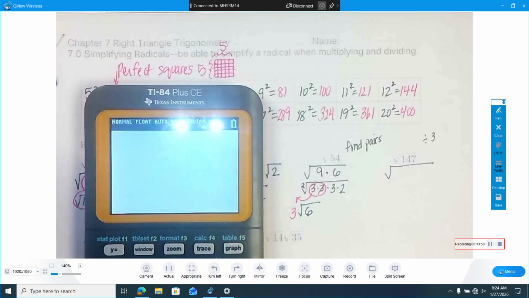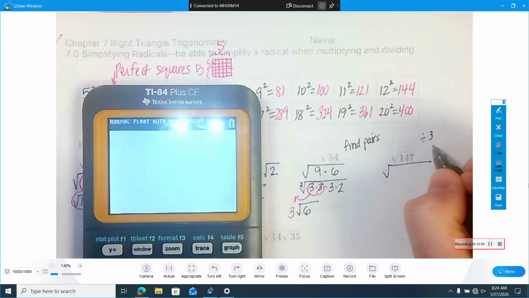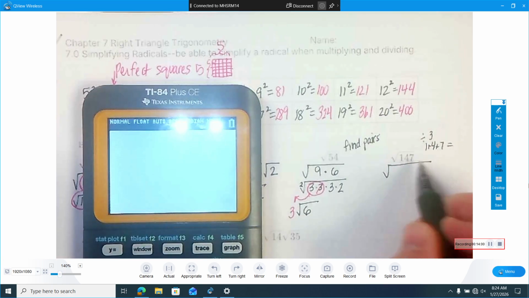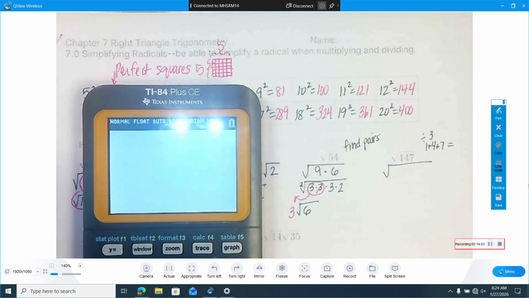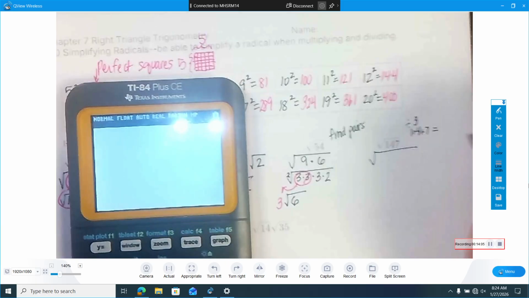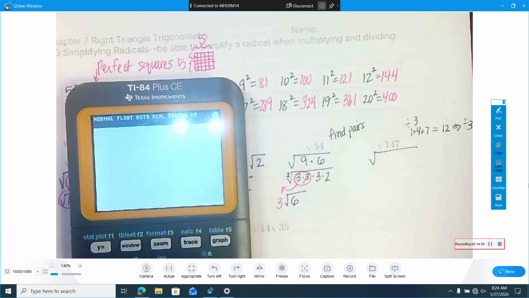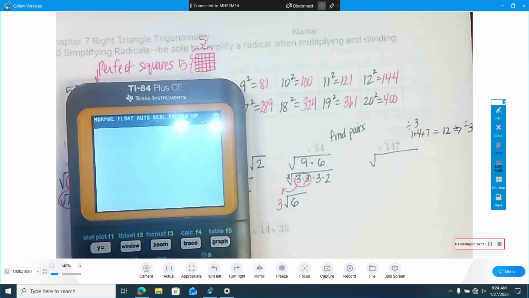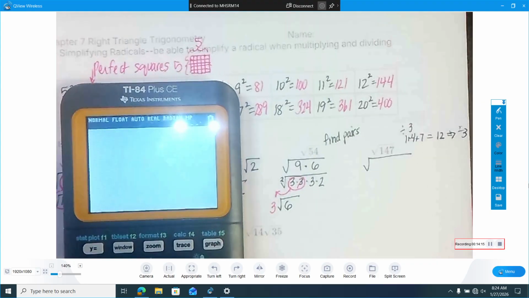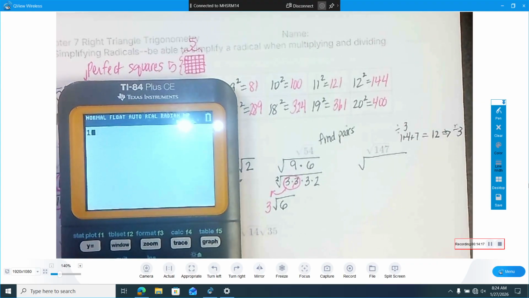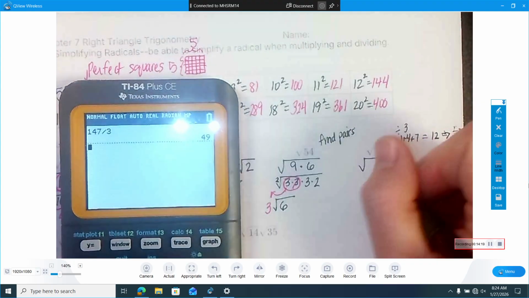The sum of the digits is a multiple of 3. If you add 1 plus 4 plus 7, the sum of the digits is how many? 12. And 12 is divisible by 3, therefore 147 is divisible by 3 as well, okay? So you can add up the digits. And so, let's see, 147 divided by 3 turns out to be 49.